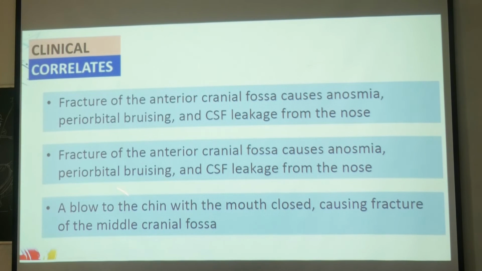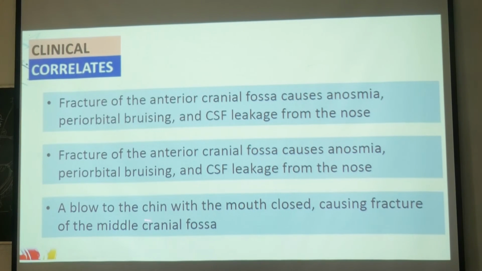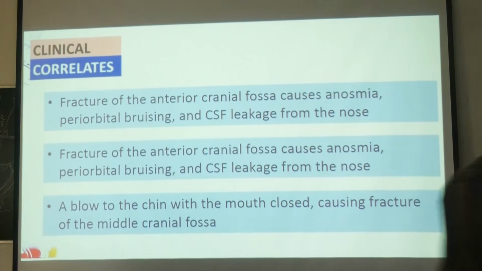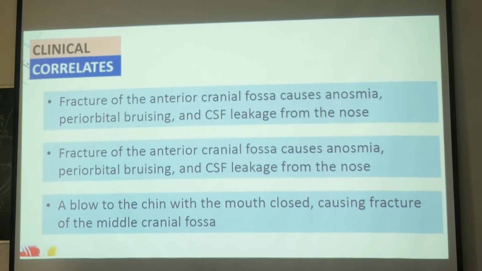Okay. Next, a blow to the chin with the mouth closed can cause fracture of the middle cranial fossa. Important foramina are present in the middle cranial fossa, as you have seen previously. Those structures may get injured in case of fracture. The chance of injury to the posterior cranial fossa is very less because the bones are thickened over here. The occipital bone, the condyles are present, they are protecting. Okay, so these are the clinical aspects.